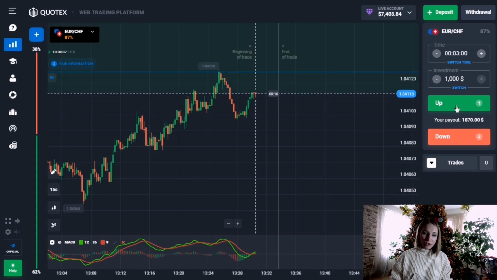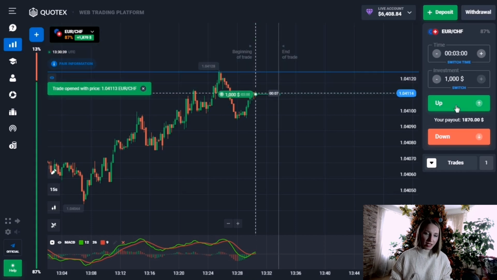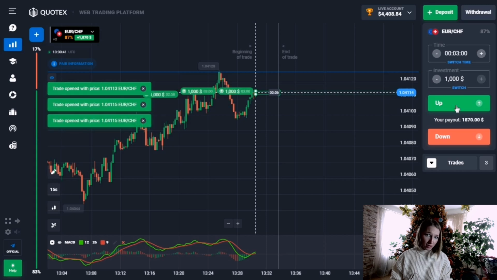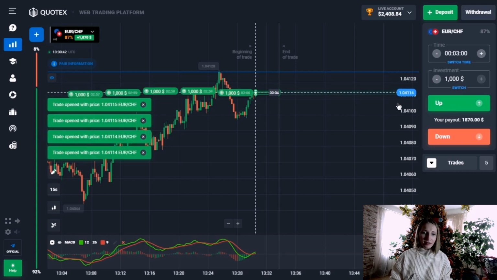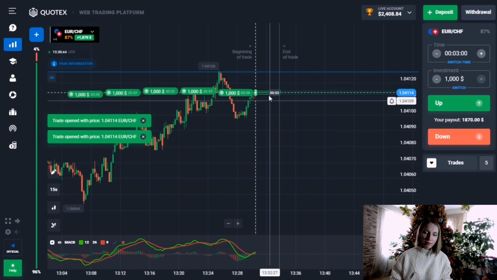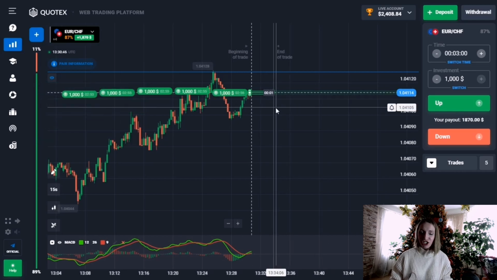So let's open a trade with up. Let's do it for 3 minutes. I think this time will be quite enough here. So the price will probably continue moving to this level and maybe this level will be broken through. So guys, let's check it.